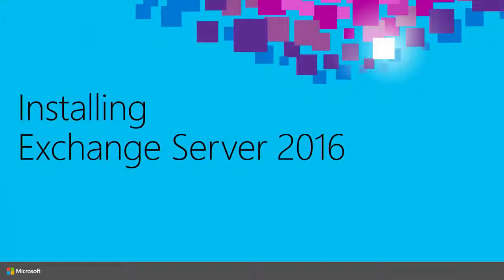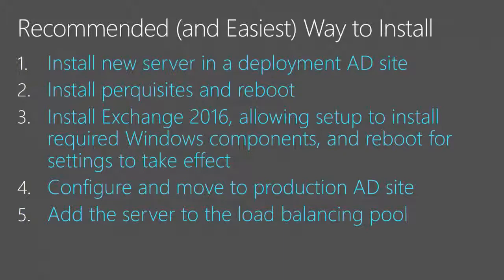All right, let's talk a little bit about installing Exchange 2016. So this is the recommended and also the easiest way to do the install. You'd start by installing the new server into what we call a deployment site, and I'll get into a deployment site in a bit. Then you install the prerequisites, and then you reboot. And then install Exchange 2016, allowing it to install the Windows prerequisites for itself as well, because, again, it knows exactly what it needs. Then you can configure the server, change its IP address to move it from the deployment site to a production site, and then you could add the server to the load balancing pool. It's really, really that simple.